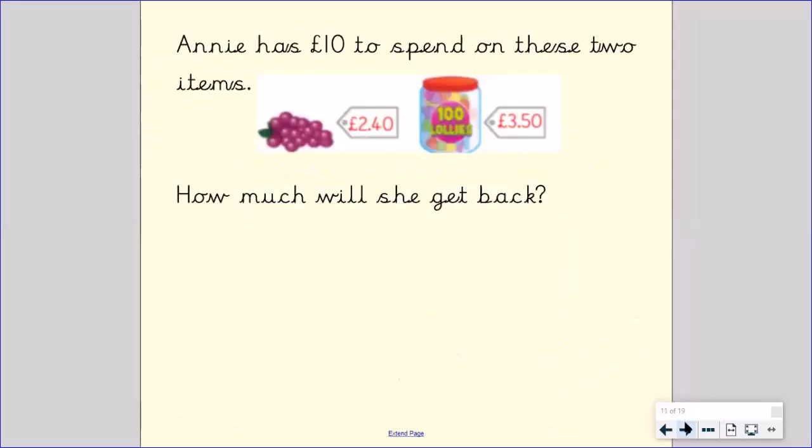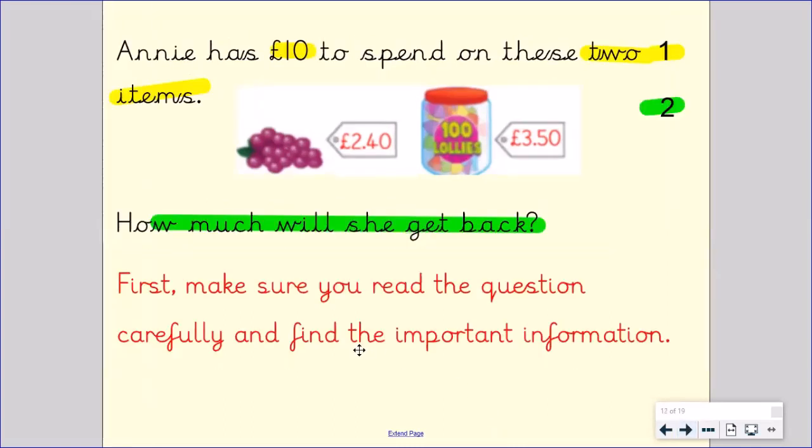And for everybody else, the question that I'm going to go through now is, Annie has £10 to spend on these 2 items. How much will she get back? So if I'm reading this, the first thing I need to do is make sure that I understand what it is that I'm being asked, which is that I need to find out, after she's spent money on these things, how much change will she get? Okay, so I've read the question carefully, I'm going to find the important information. So I know that £10 is important because that's how much I'm starting with.